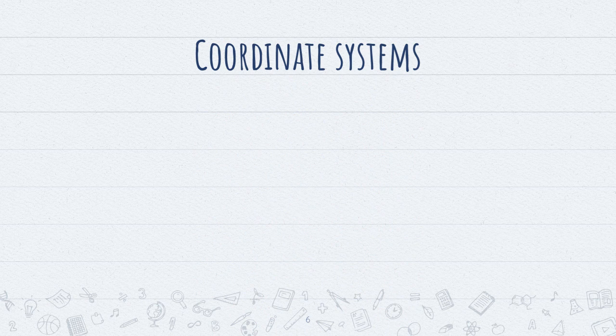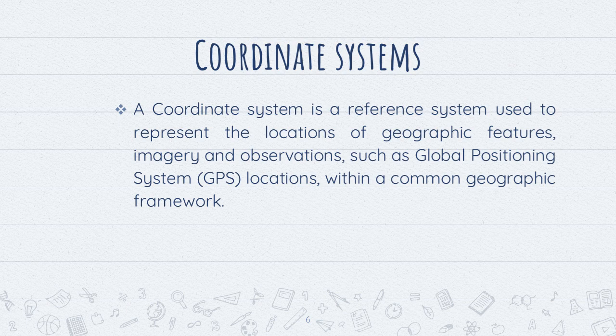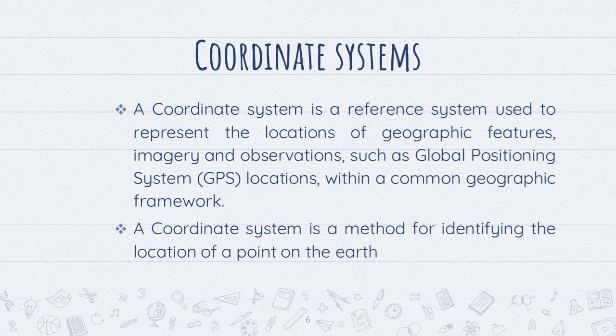Here in this slide, we are going to see what is the need of coordinate systems and why we are going for coordinate systems. A coordinate system is a reference system used to represent the locations of geographic features, imagery, and observations such as global positioning system, GPS locations within a common geographic framework. That means, to say it in the simplest way, in electromagnetics, all the quantities are functions of space and time.